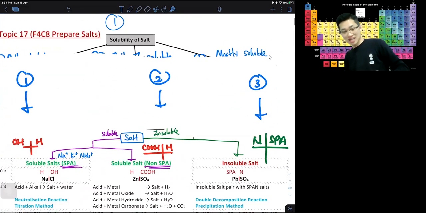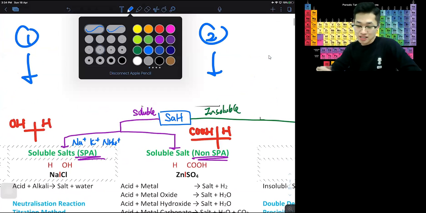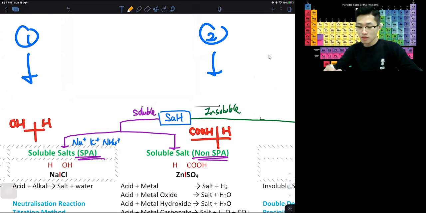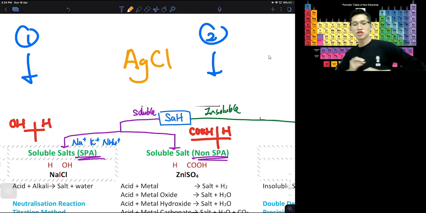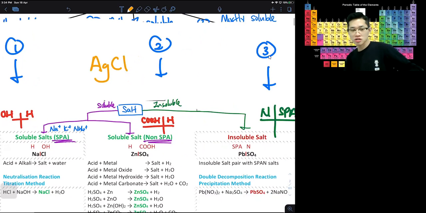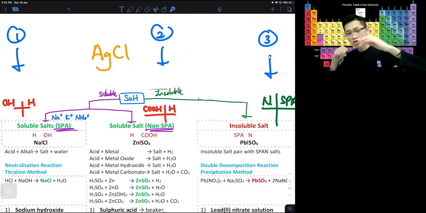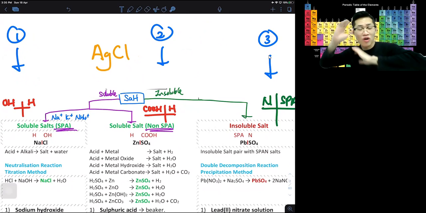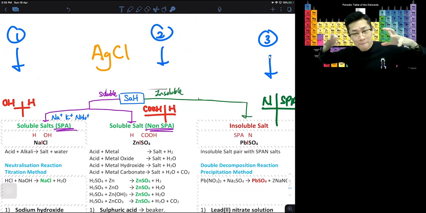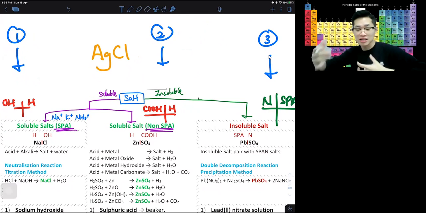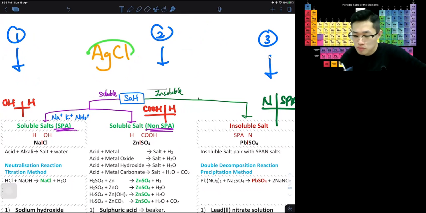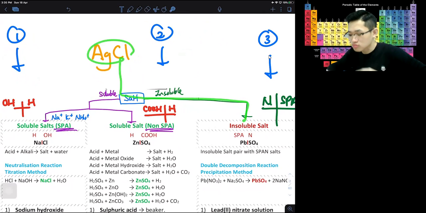Then next is AgCl. So which cross? 1, 2, or 3? First think, where do you go, left or right? Yes, very good. So you see, in order to do very well in the salt, you can't forget what you learned in this chapter. You have to first accumulate everything together. So AgCl is insoluble, so it goes to the right. We use the N-SPA.